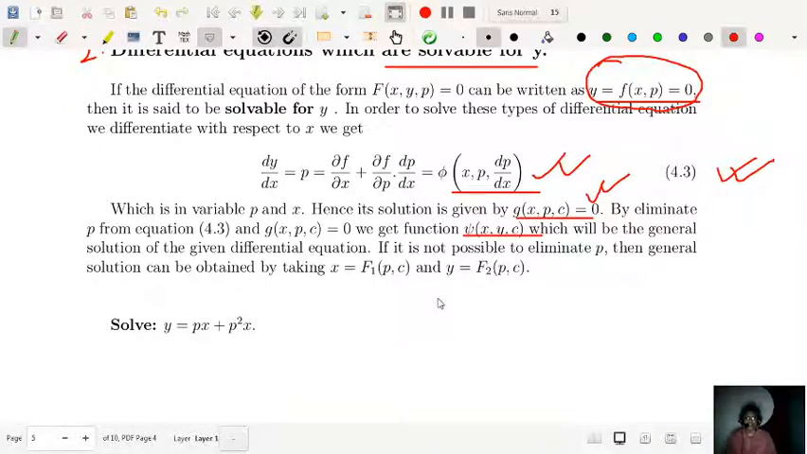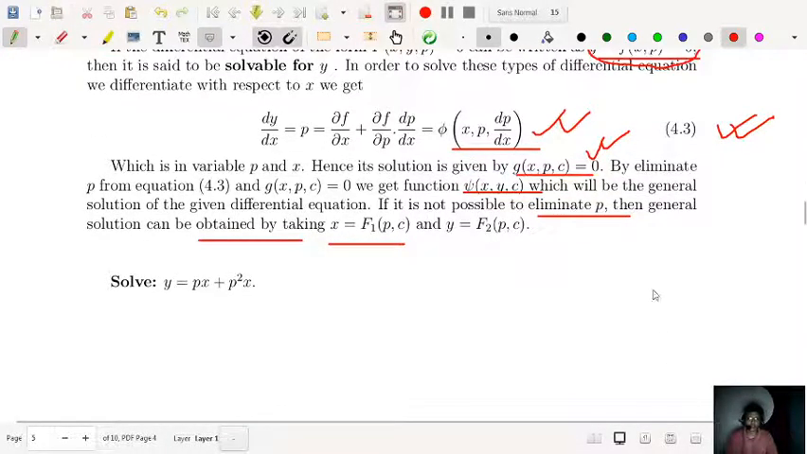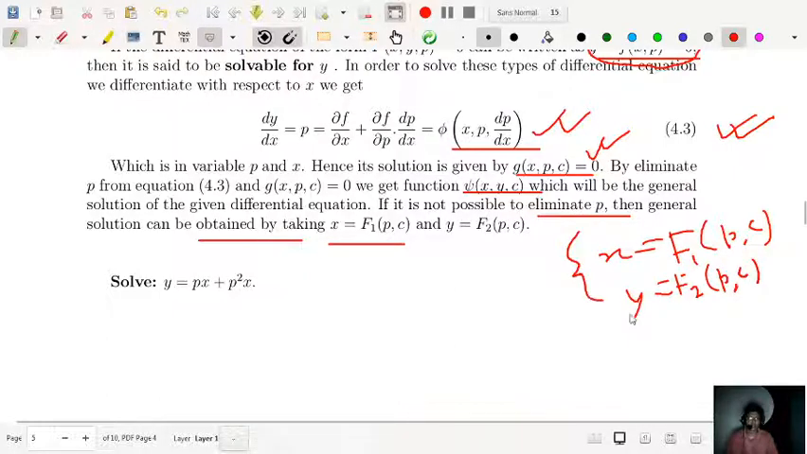But in so many problems, you cannot eliminate p. It is not possible to eliminate p. What will happen in that case? The general solution can be taken as x equal to a function of p, c and y equal to a function of p, c. So these two together will give the general solution. If it is not possible to eliminate p between these two equations, that means x is equal to a function of p and c and y is equal to a function of p and c, together will give you the general solution.